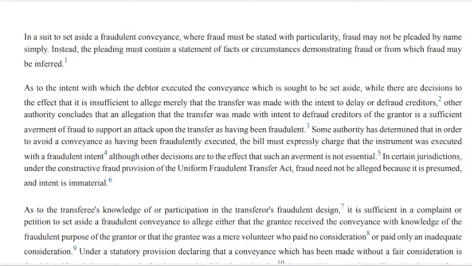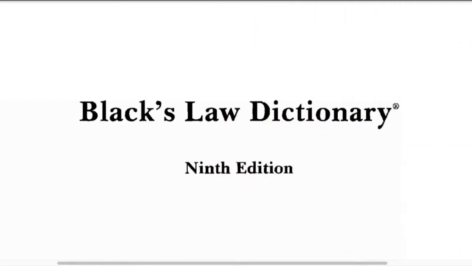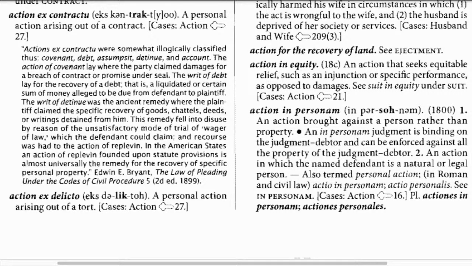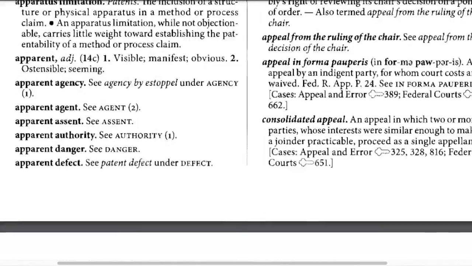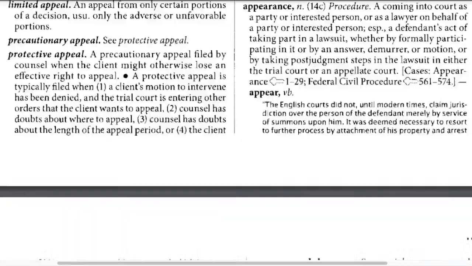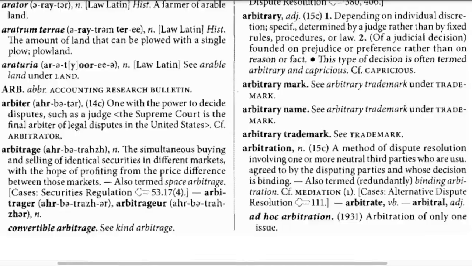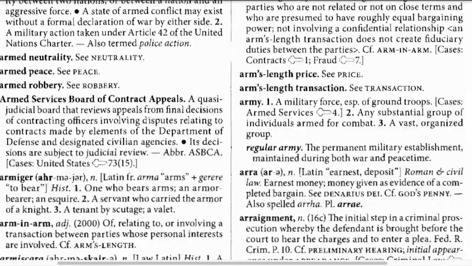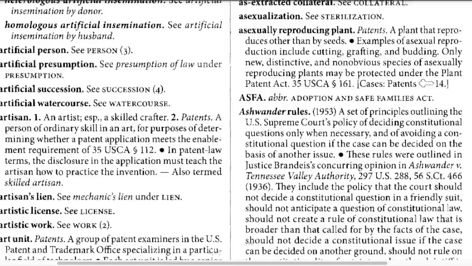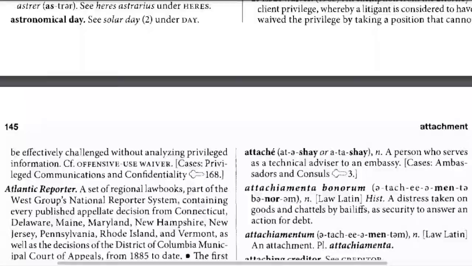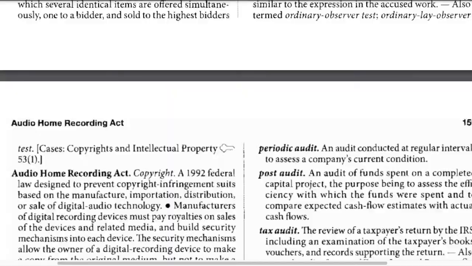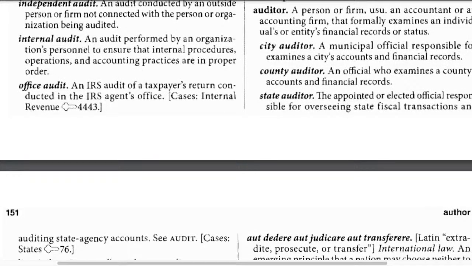Of course, this wouldn't be a bad time to check out what Black's Law has to say to this, because it is in an A, so we should be able to find it very quickly. All right. It's just catching up with the scrolling here. Here we go. All right. It should be there pretty quick. Almost there. Look at all these kinds of audits they have here.